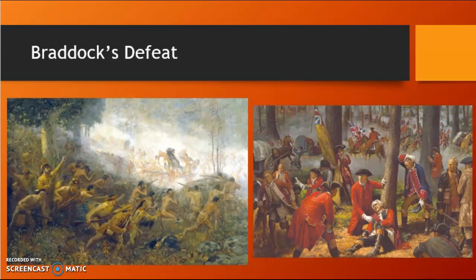The Braddock expedition, also called the Braddock campaign, or more commonly, as in this slide, Braddock's defeat, was a failed British military expedition which attempted to capture the French fort in the summer of 1755. It ended in disaster. Washington is with him.